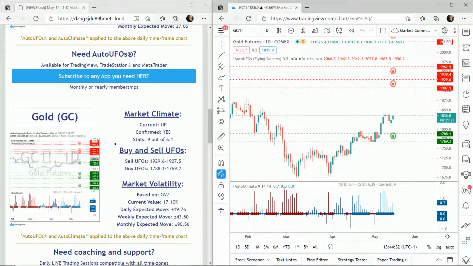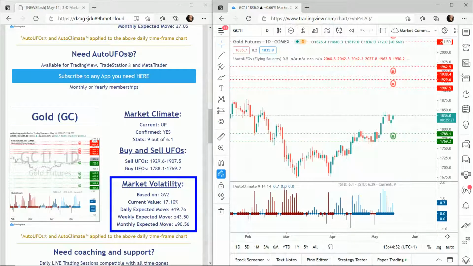And when it comes to buy and sell UFOs, we have sell orders here at 1929.6 to 1907.5, and we have buy orders here at 1788.1 to 1769.2. At the moment, we're kind of in the middle there. So overall probabilities upwards with gold, but bear in mind we've come to the end of what would be a usual move. So not as many probabilities as we'd like, but overall still probabilities up.